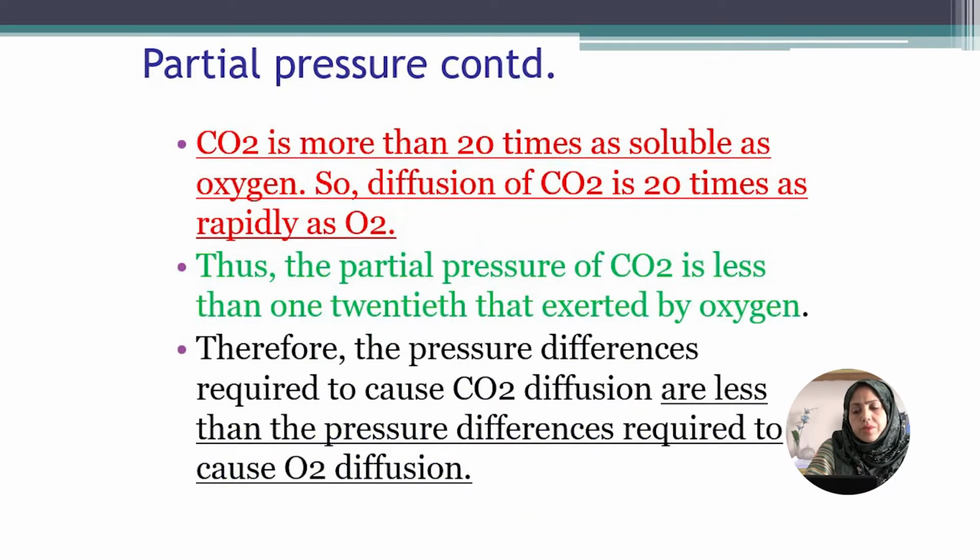Carbon dioxide is more than 20 times as soluble as oxygen. So, diffusion of carbon dioxide is 20 times as rapid as oxygen. So, the partial pressure of carbon dioxide is less than 1/20 of that exerted by oxygen. Therefore, the pressure difference required to cause carbon dioxide diffusion is less than the pressure difference required to cause oxygen diffusion.